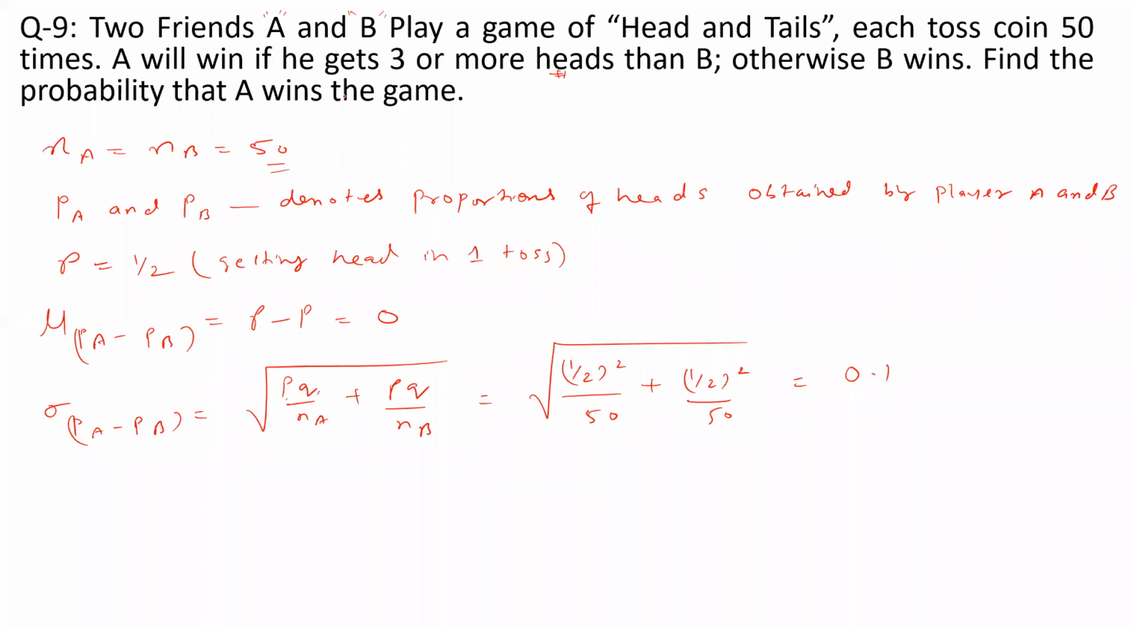So we have to find the probability that A will win the game. So the probability that A will win the game, I will take the difference of both, and that should be greater than 3 by 50. He has to get 3 heads out of 50. So in other words, the probability that A will win when he gets 3 by 50 heads more than B. So either I will put greater than or equal to, or this doesn't matter.